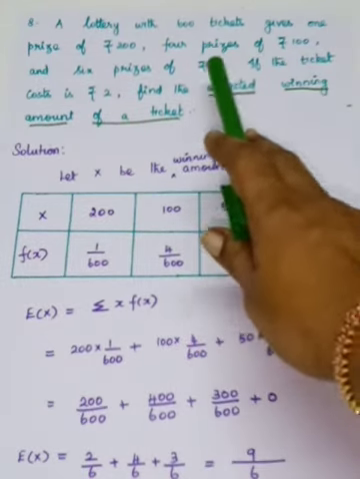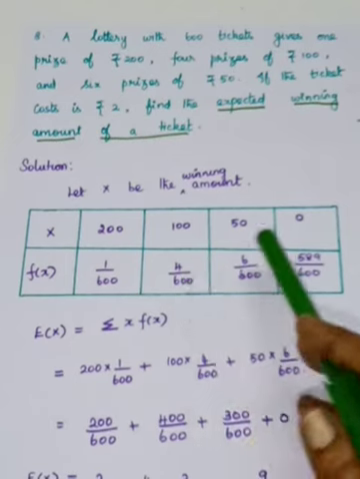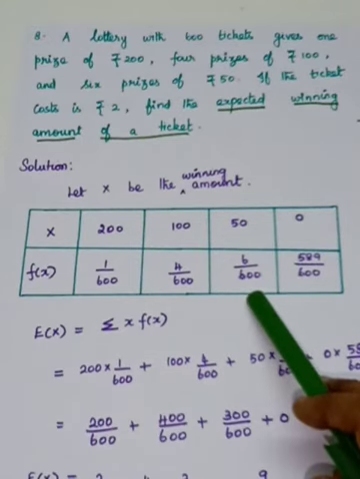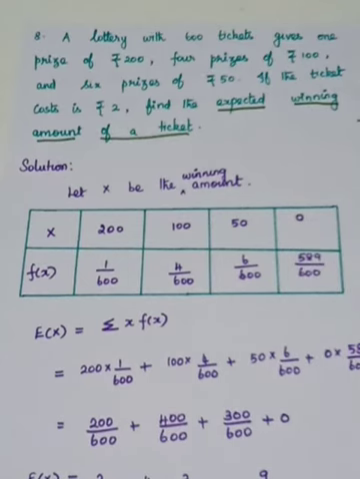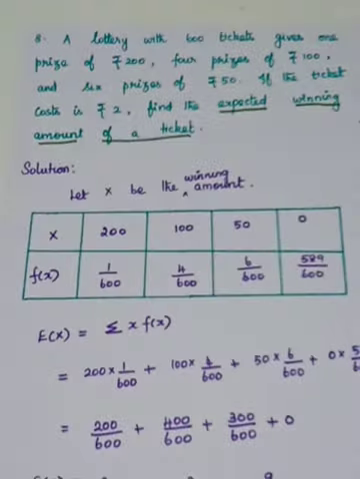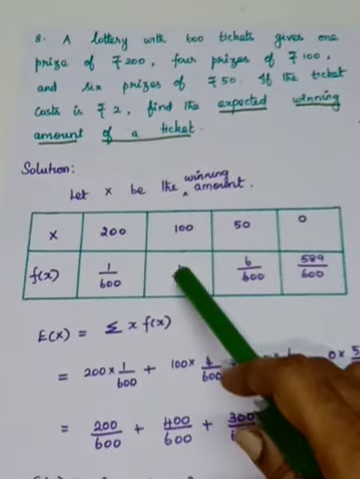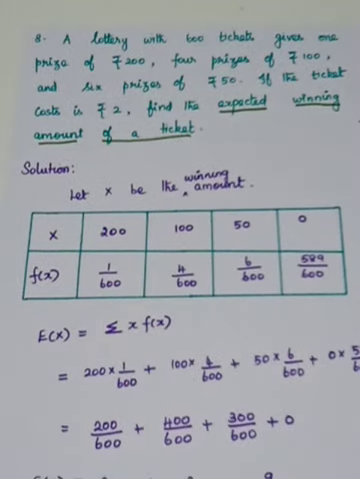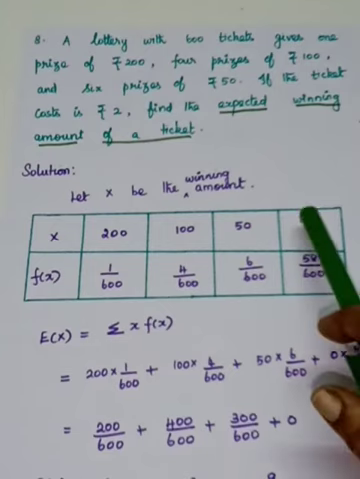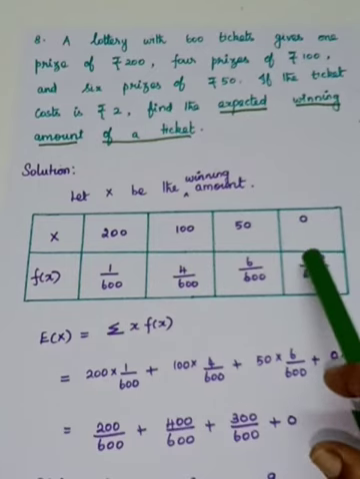And you see that there are 4 prizes of rupees 100. So therefore 4 by 600. And 6 prizes of rupees 50. So out of 600 tickets, 6 tickets have the prize of rupees 50. So it is 6 by 600. And 0 when you will not get the prize. So out of 600 tickets, 589. How has this 589 come? One prize of rupees 200, 4 prizes of rupees 100 and 6 prizes of rupees 50. So 6 plus 4 plus 1, that is 11 tickets only having a prize out of 600 tickets. If you subtract 11 from 600, you will have 589 tickets that do not get a prize. So when the winning amount is 0, the probability is 589 by 600.